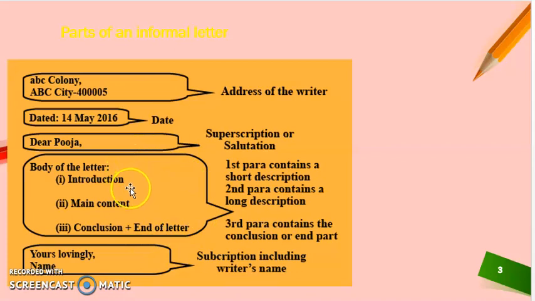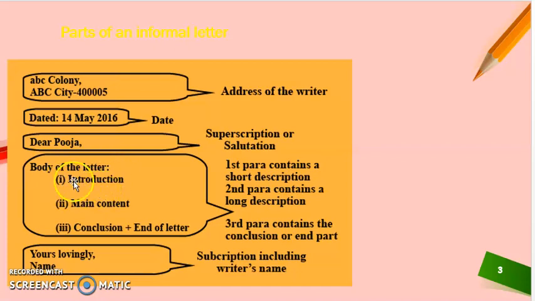The body of the letter has three parts. The first is your introduction, the second is your main content, and the third is your conclusion, and you will end the letter. So for example, if I'm writing to invite a friend for my birthday, I will start with the introduction. Since I'm writing to a family member or a friend, my language is going to be very easy, very brief, very casual, very simple.